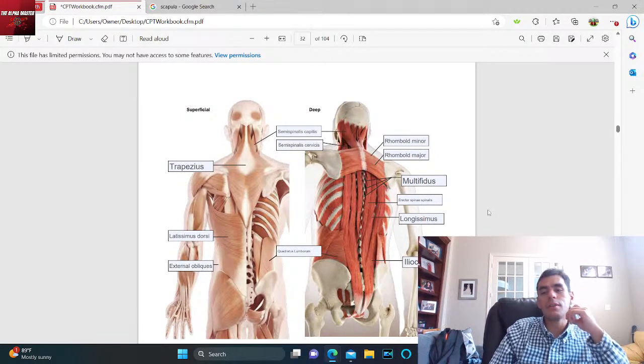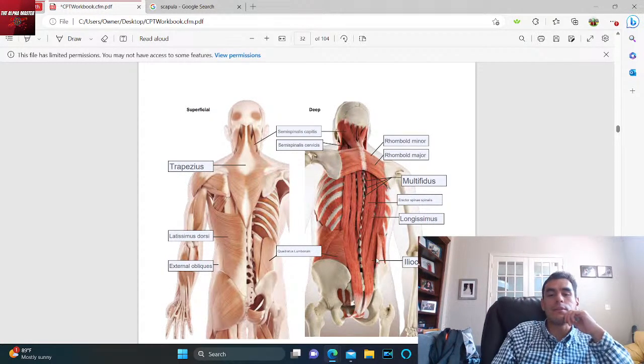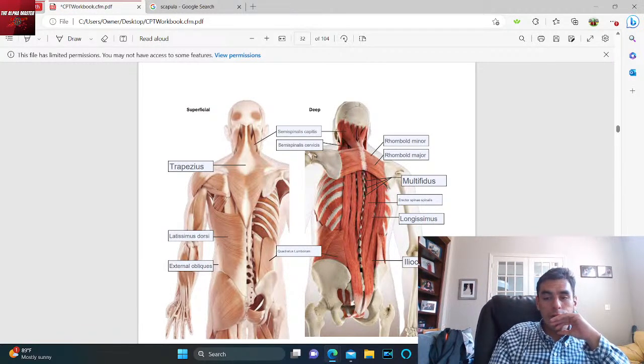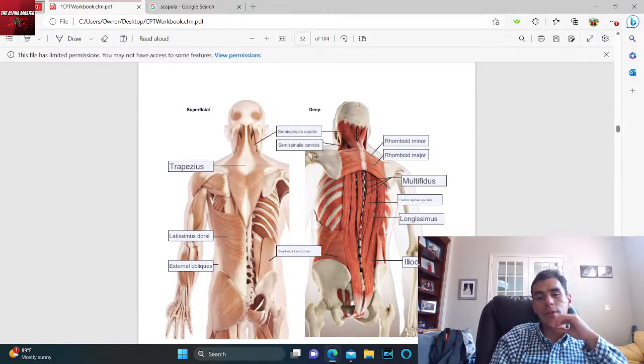The iliocostalis is actually closer to the lumbar spine. Remember, iliocostalis is closer to the lumbar spine. You have the quadratus lumborum around the lumbar spine. The iliocostalis is more in the middle, the quadratus lumborum more to the side.